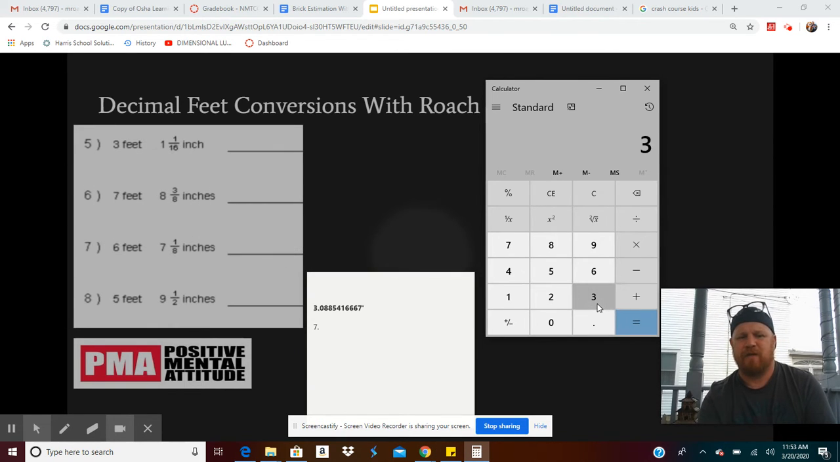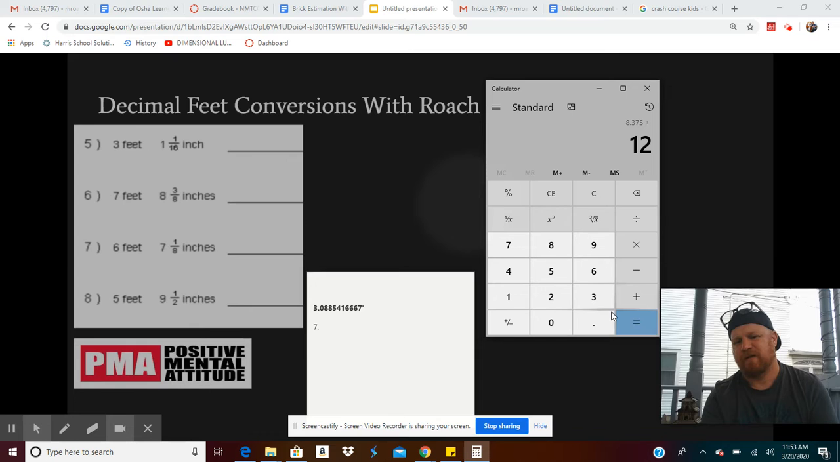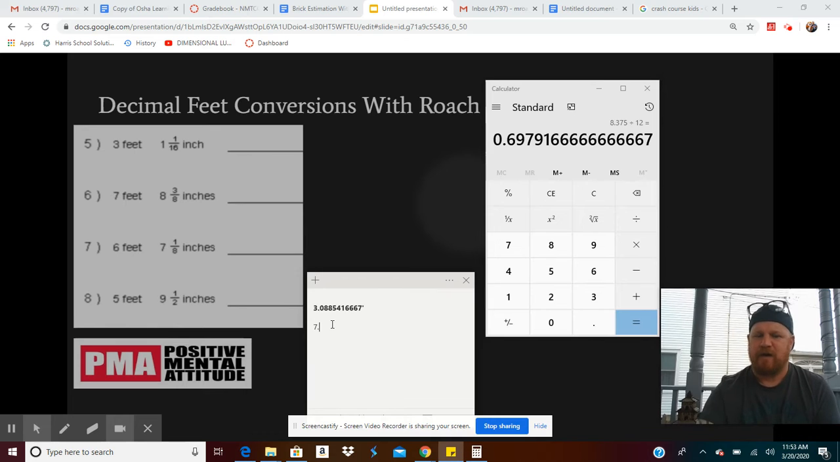So it's going to be 3 right here, the numerator, divided by 8, which is our denominator. So 3/8 is 0.375 inches in decimal form. And we're going to add 8. So that part of the measurement in decimal form would be 8.375. Then we're simply going to take that number again and divide it by 12. We're going to hit equals. Come back over here to our answer pad, and we got 7.697991666.